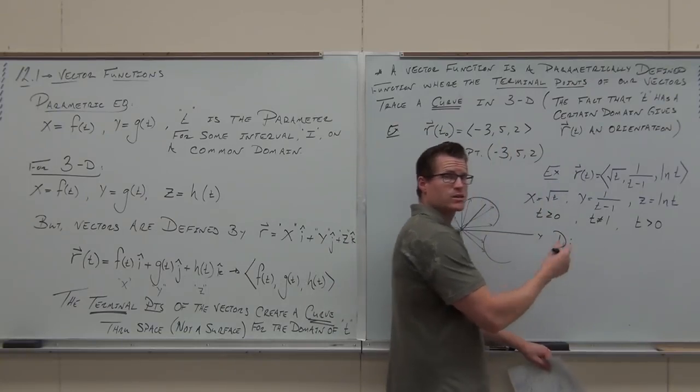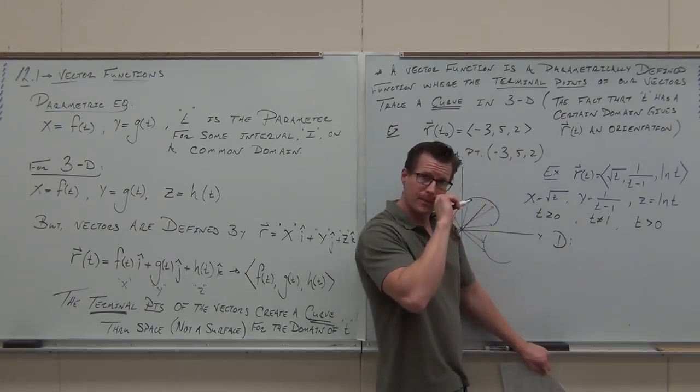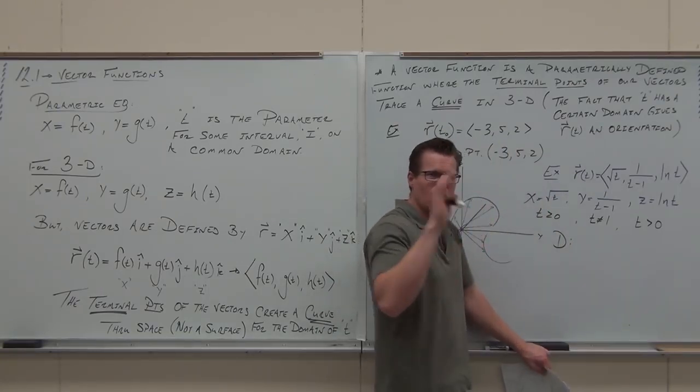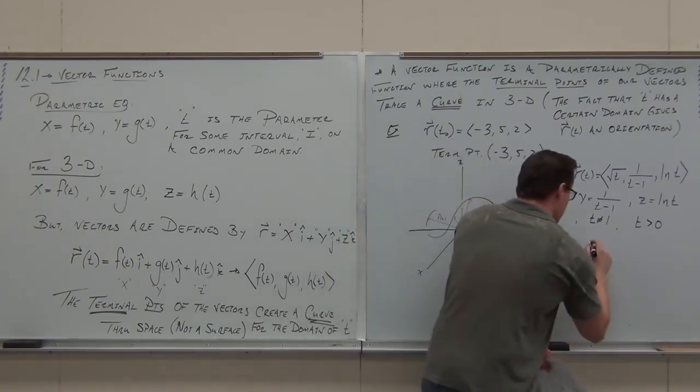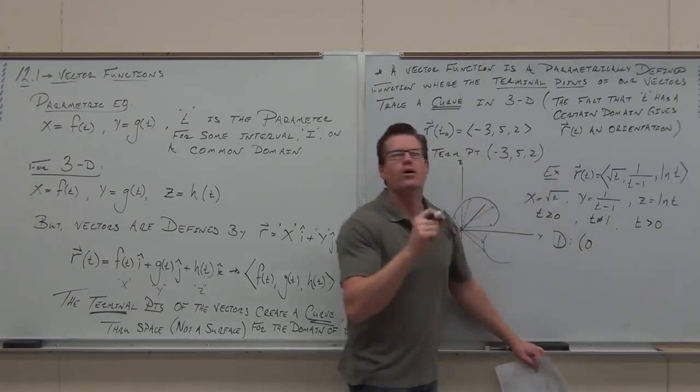We say, what's the smallest value I can have? 0, but not there, not bracket, parentheses. You remember talking about that? So I can start almost at 0.